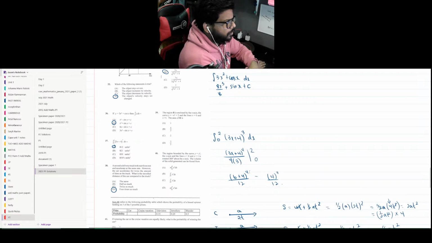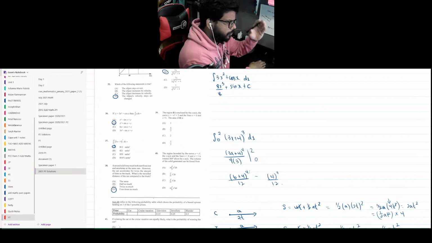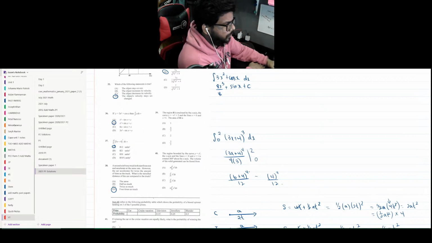The region R is enclosed by the x-axis, the curve and the lines x is 0 and x is 1. The area of R is the integral between 0 and 1 of 2 minus x squared dx, that is 2x minus x cubed over 3 evaluated at 1 and 0.